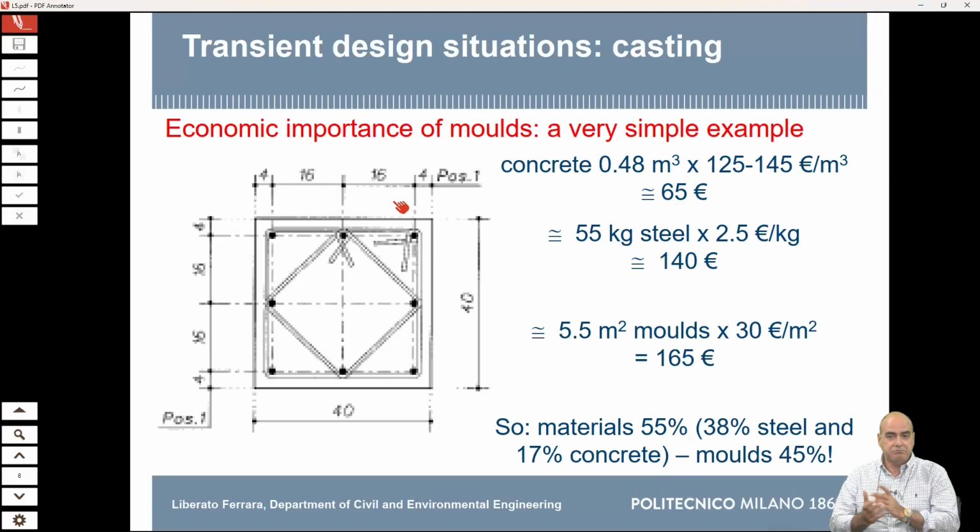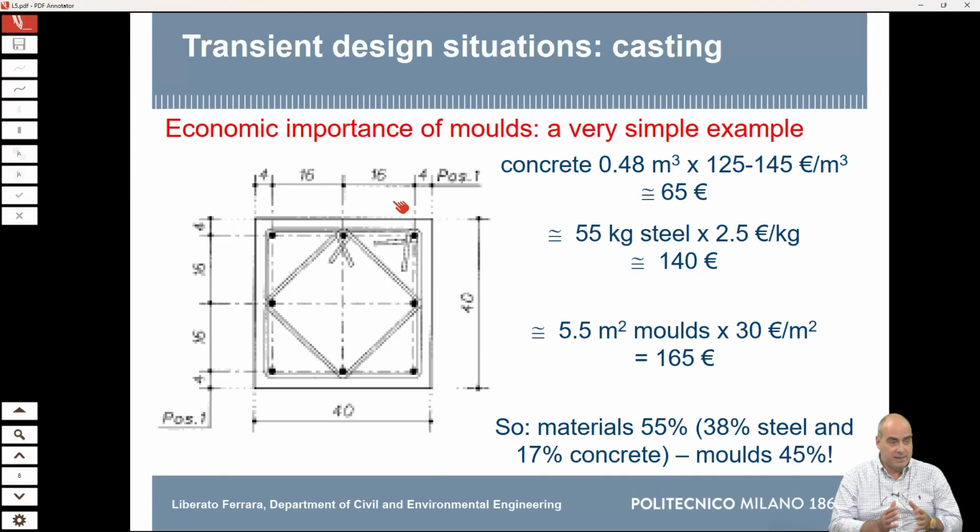And then I checked the prices on handbooks, and molds are paid around 30 euros per square meters. 5.5 square meters is 165. So you can sum up and you say, okay, the materials, the total cost is about 370 euros. 55% of it is due to the materials.